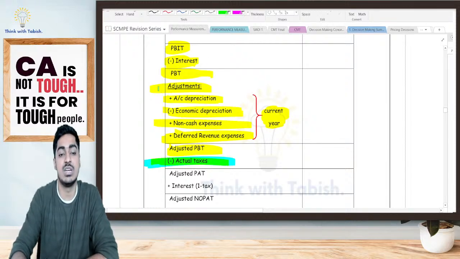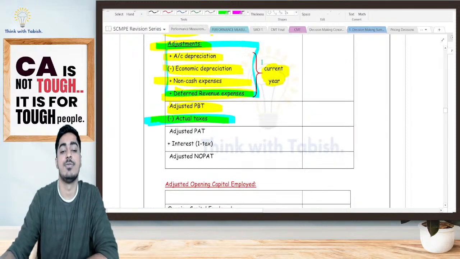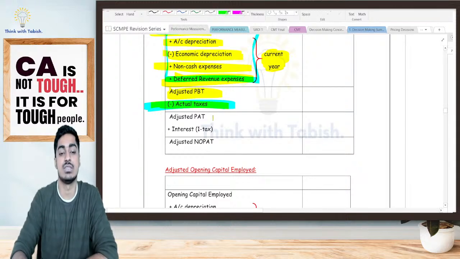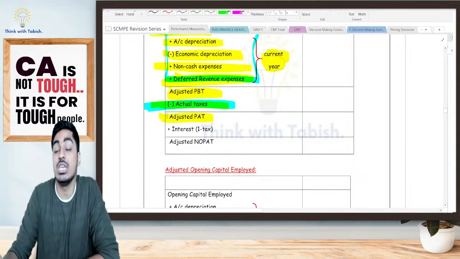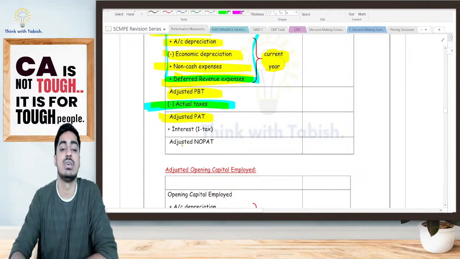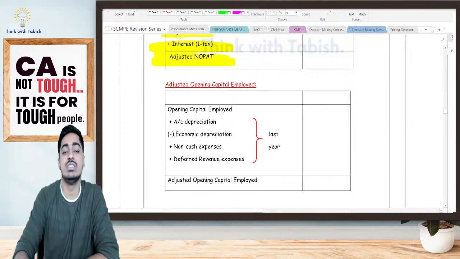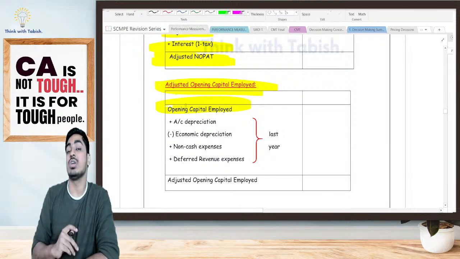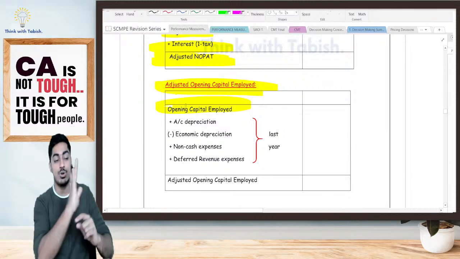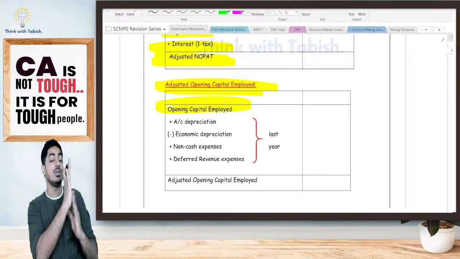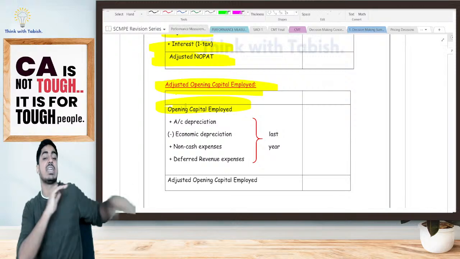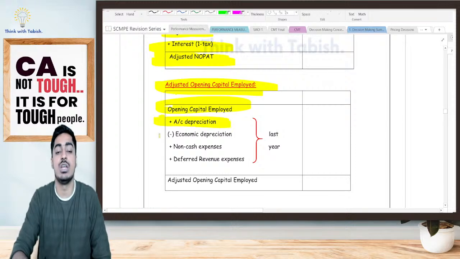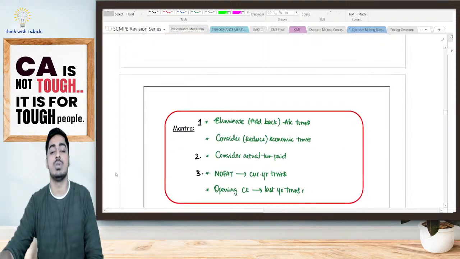You will get your adjusted PAT. You have got your adjusted profit after tax, that is your profit after tax for your equity holders. In economic terms, you add your interest times one minus tax, and you will get your adjusted profit. Again, you want your adjusted opening capital employed. You will take your opening capital employed and do your adjustments in that. Which transaction should you consider? I want opening capital employed, that means I should be considering closing capital employed of last year. That means last year transaction I should take. I will add back accounting depreciation, reduce economic depreciation, and do all these adjustments. I will get my adjusted opening capital employed.